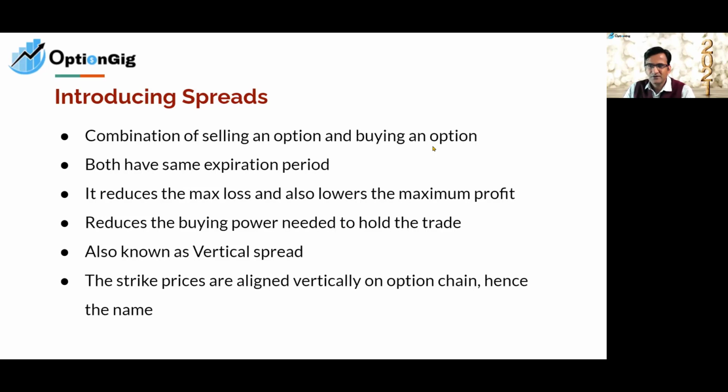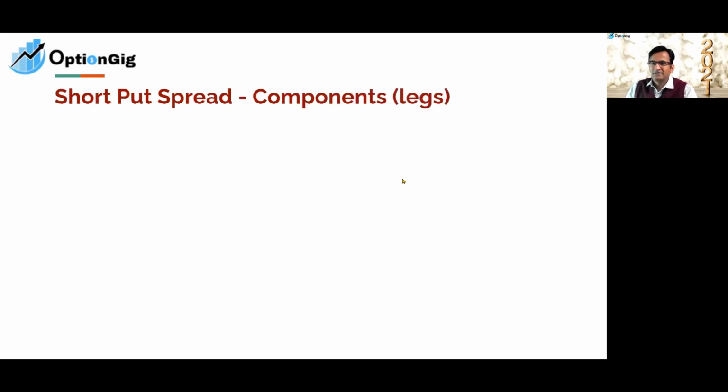So if you want to trade with small value accounts, start by using spreads. All right, so let's look at a short put spread. I see a question: can you buy a call against a put for a vertical spread? Then it is not a vertical spread. When we are talking about a spread, both options in the spread have to be the same type. Either both are calls or both are puts.